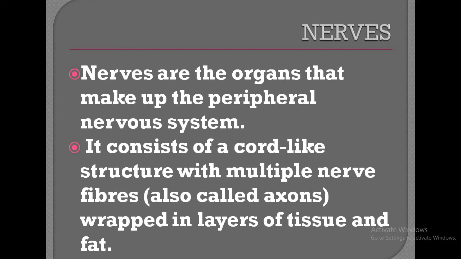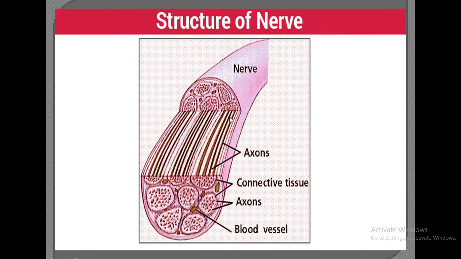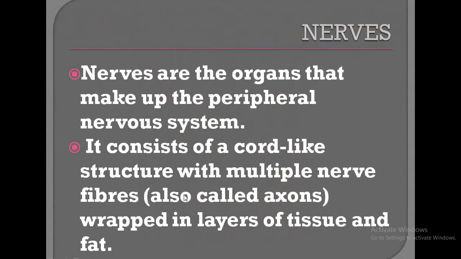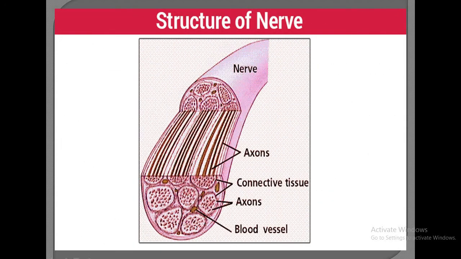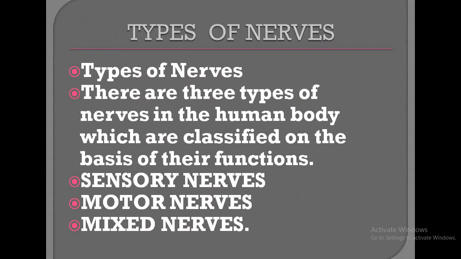A bundle of wires is known as a cord in simple terms. So it is a cord-like structure. Just see in this diagram, a bundle of wires is there. So it is a cord-like structure with multiple nerve fibers. And what are these nerve fibers here? That is the axons. From standard 8 you are studying that a nerve is a bundle of axons, or a bundle of axons is known as a nerve.